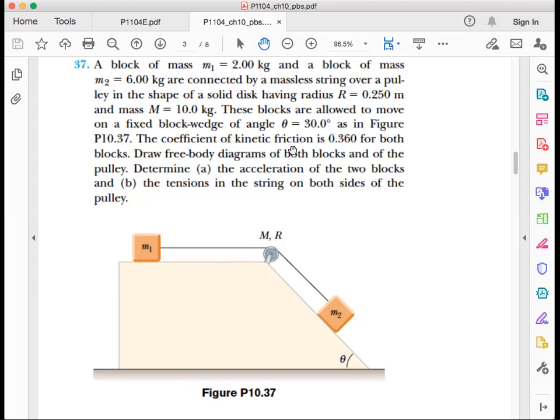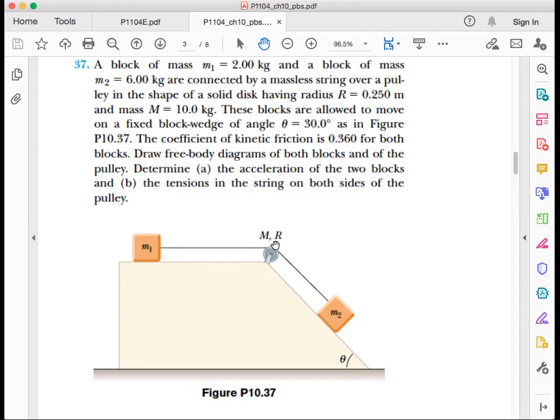Now, the coefficient of kinetic friction is 0.36 for both blocks, so both surfaces are not smooth. You have to draw free body diagrams of both blocks and of the pulley, and you have to determine the acceleration of the two blocks and the tension in the string on both sides of the pulley.